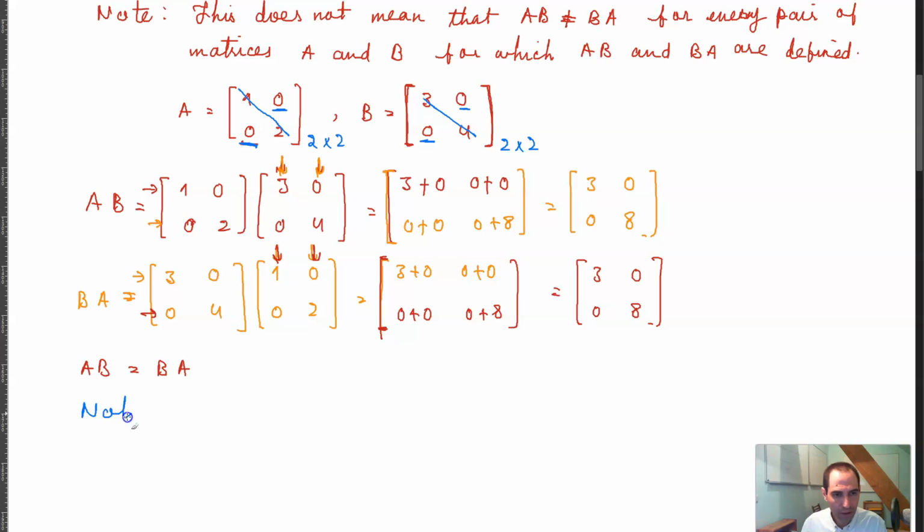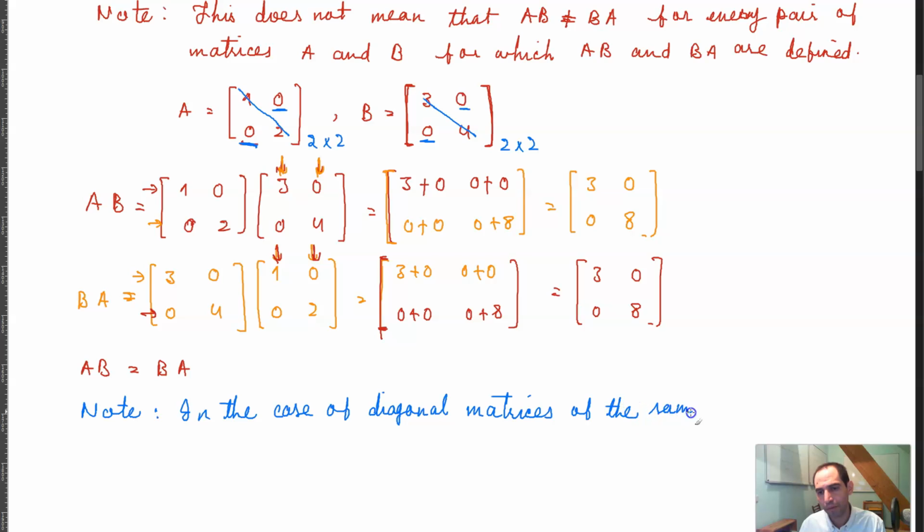So as a note, you can say that in the case of diagonal matrices of the same order, matrix multiplication is commutative. Matrix multiplication is commutative.